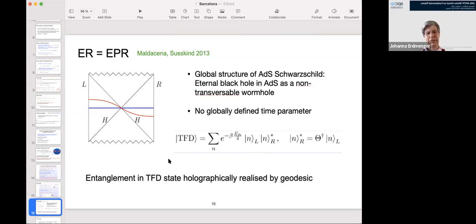And now in holographic duality, the suggestion is that this thermofield double state, where I have one state on this side and one on the other side, is holographically realized by a geodesic linking these two points. Now the reason there's a blue line and a red line here is because there's a symmetry which corresponds to the time evolution. And so again, there will be a phase symmetry at the boundary, and that will lead to a phase structure very similar to what we had before.